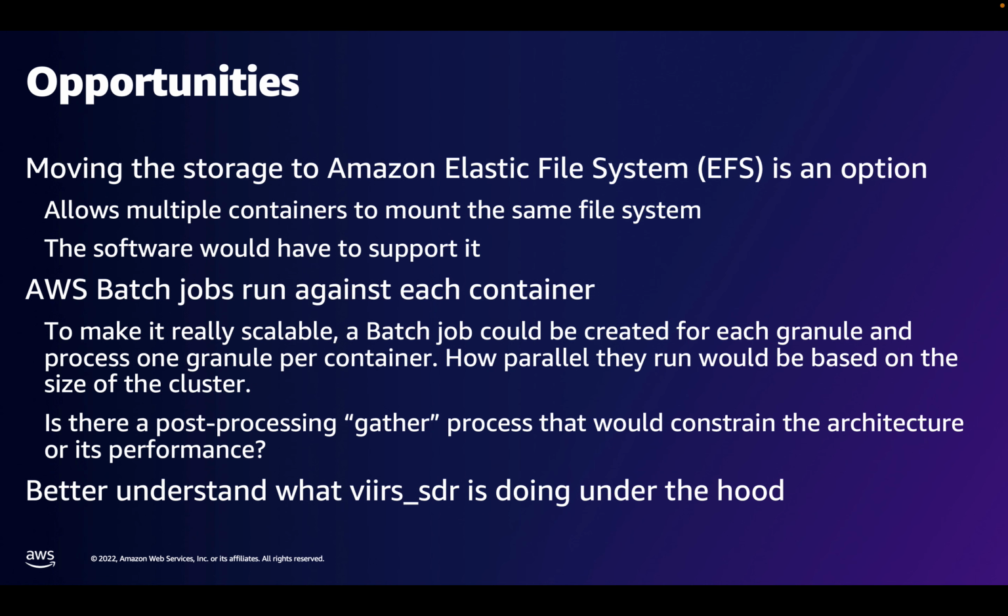I think we've talked about the opportunities here, except that I'll touch on the second one for a minute. Batch job runs against each container. To make that scalable, the batch job could be created for each granule, and then each granule could be processed per container. And how parallel they would run would be based on the size of the cluster. We would need to also understand some things like whether there is a post-processing gather process that would constrain the architecture. And it would also help us to understand, and this is how I hope to collaborate with you, what Veer's SDR is actually doing under the hood, so we can understand better how we can optimize the architecture for that.